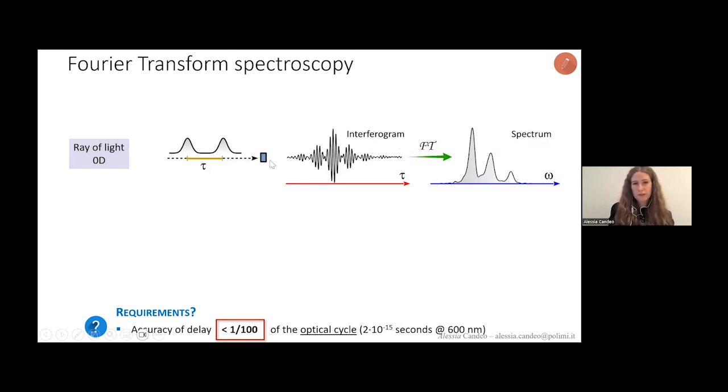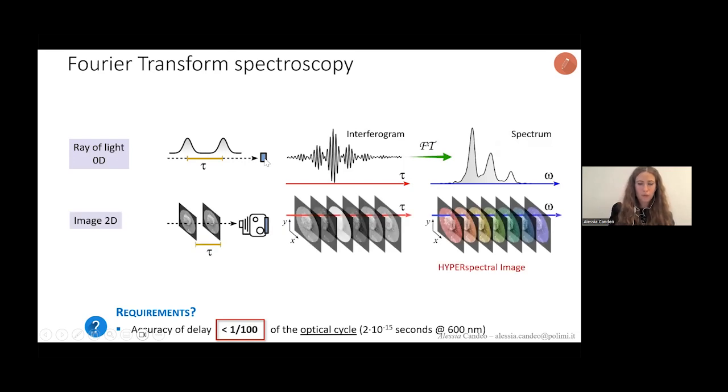Of course, if instead of the photodetector, we use a camera, we can also retrieve many different images at different delays, and then obtain a so-called hyperspectral image or a hyperspectral cube through a Fourier Transform calculation.